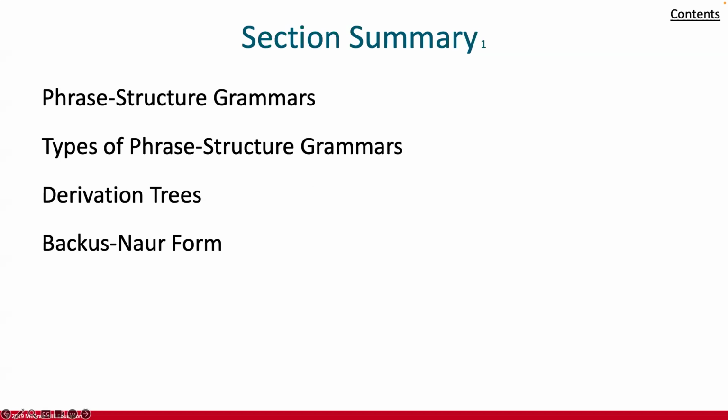So let's think about languages and grammars to begin with. So we'll talk about phrase structure grammars, types of phrase structure grammars, derivation trees, and Backus-Naur form. Words in the English language can be combined in various ways.